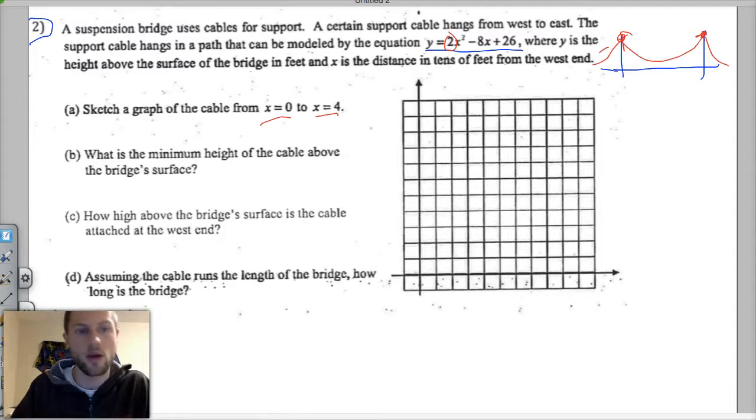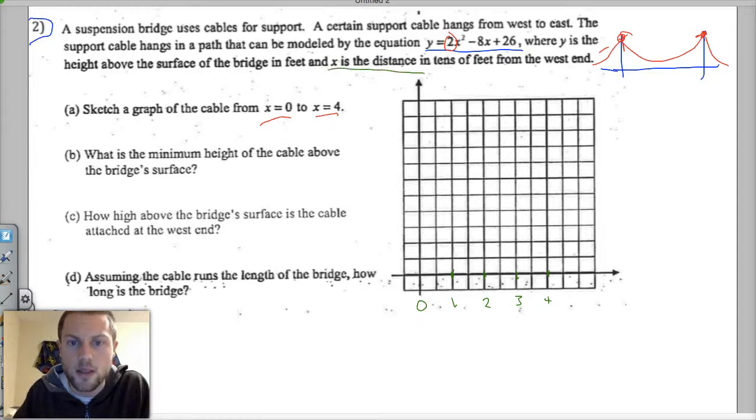And what that tells me right away is, well, a couple things. One is, let's scale my x-axis. If I just care about from 0 to 4, let's just incorporate those values. So I'm going to go every 2 boxes will be 1. So that's 1, 2, 3, and 4. And I'll stick a 0 in here too. And remember, this is tens of feet. So x is the distance in tens of feet.